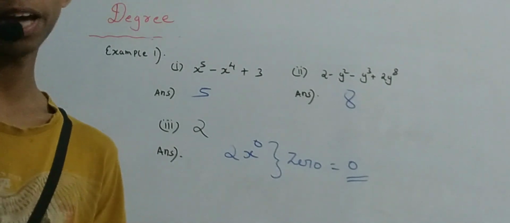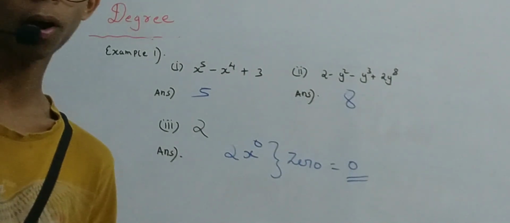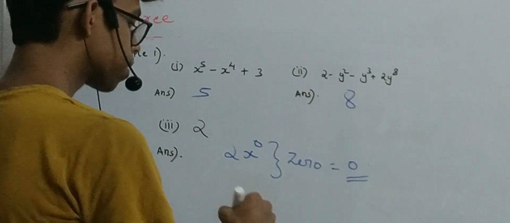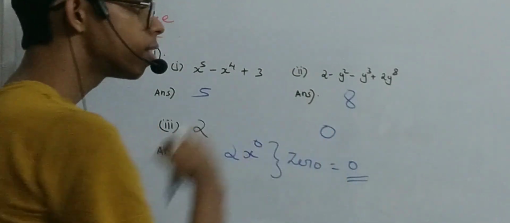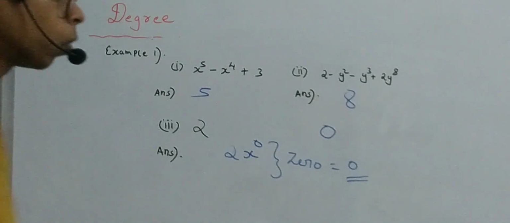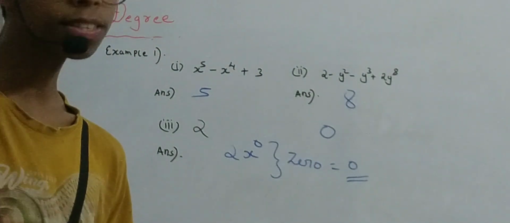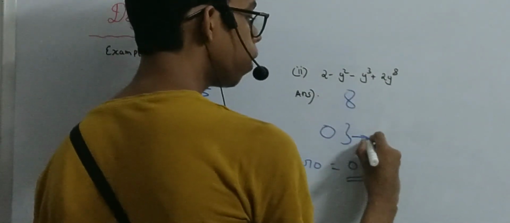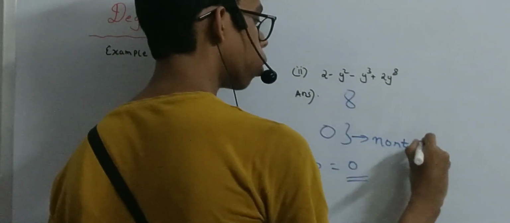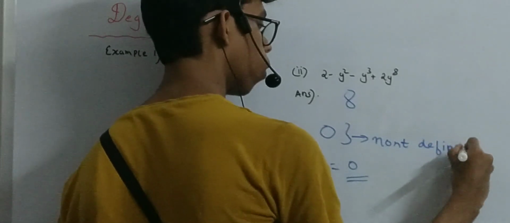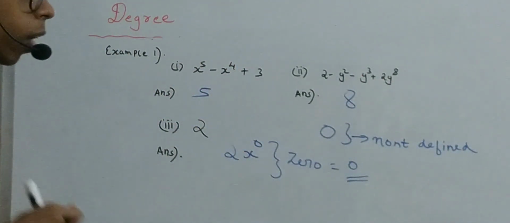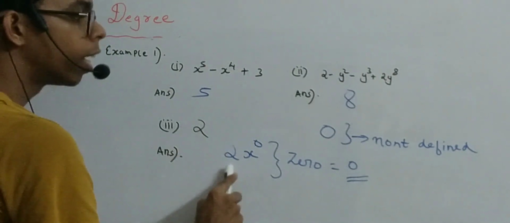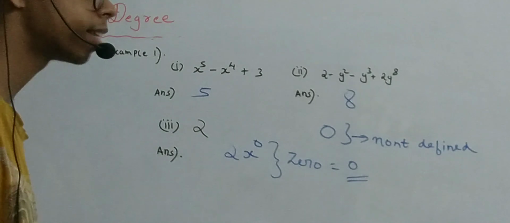Always keep this in mind. The degree of a constant polynomial will always be 0. Similarly, if I ask you what is the degree of this 0? We know that 0 is the zero polynomial. One thing that you should know is that the degree of the zero polynomial is not defined. And the degree of a constant polynomial will always be equal to 0.